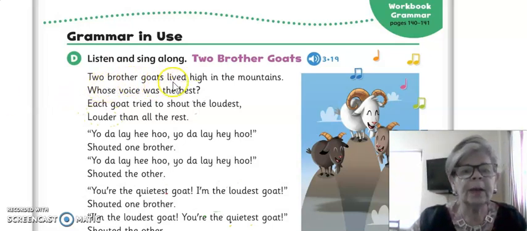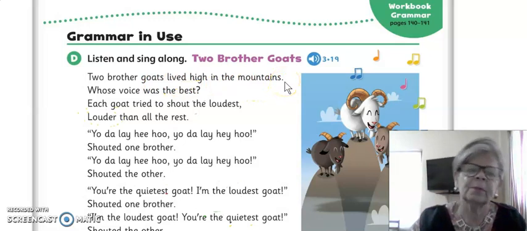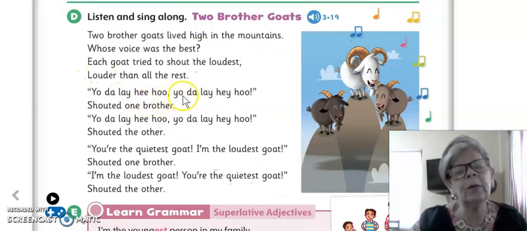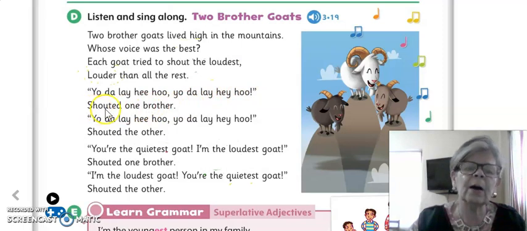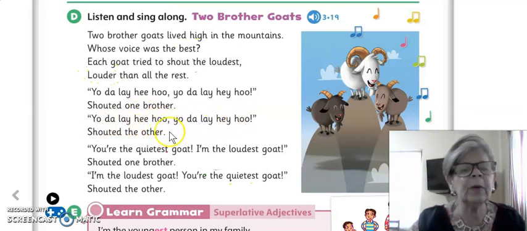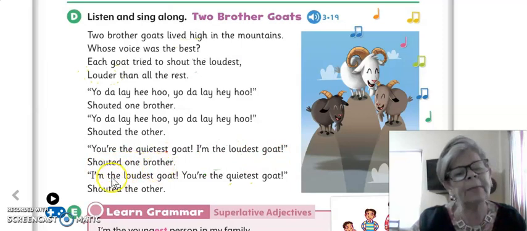Two brother goats live high in the mountains. Whose voice was the best? Each goat tried to shout the loudest, louder than all the rest. You're the lion, you're the lion. He too shouted, one brother. You're the lion, he too, you're the lion. He too shouted, the other. It's no time, the loudest goat shouted, one brother. I'm the loudest goat, you're the quietest goat, shouted the other.